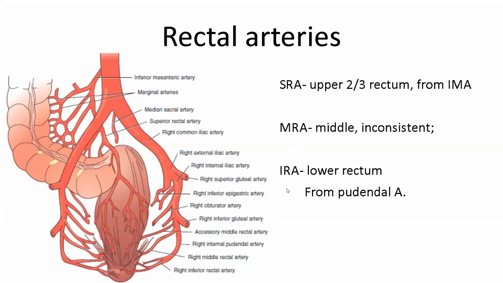The last is the inferior rectal artery, which supplies the lower rectum, and it arises from the pudendal artery, again from the internal iliac artery.